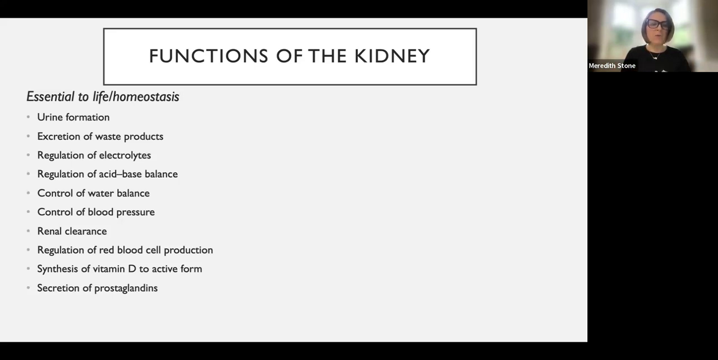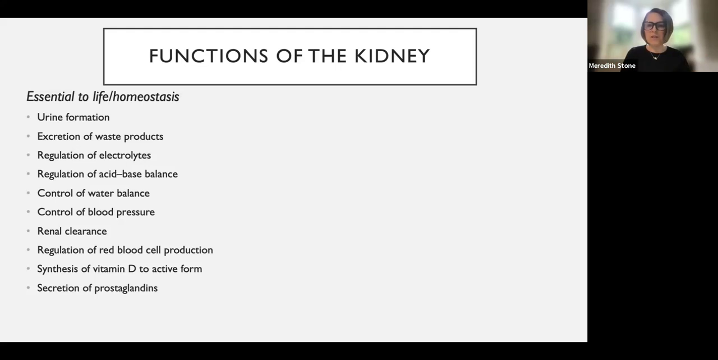And I'll talk about more of that later. It also is going to help in the regulation of acid-base balance, right? Which we've done a lot of things with acid-base, right? So we have experience with that. It's going to help in control of water balance and control of blood pressure. And those things sometimes go very much hand in hand. And we're going to talk about the hormones that affect that, as well as just the vascular that helps control those things as well.